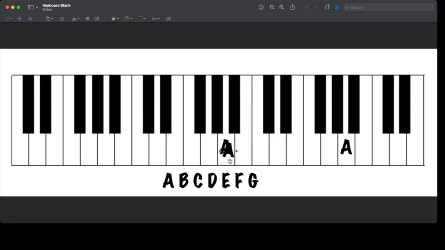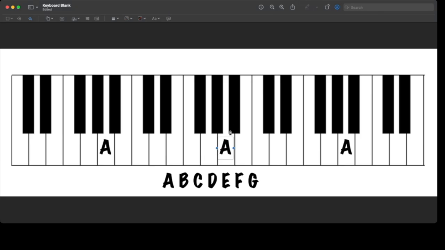And I can come over here. We can go over this side. This is also an A. Now we have a lower in pitch A here, and we have a higher in pitch A, but there's still the letter name A.